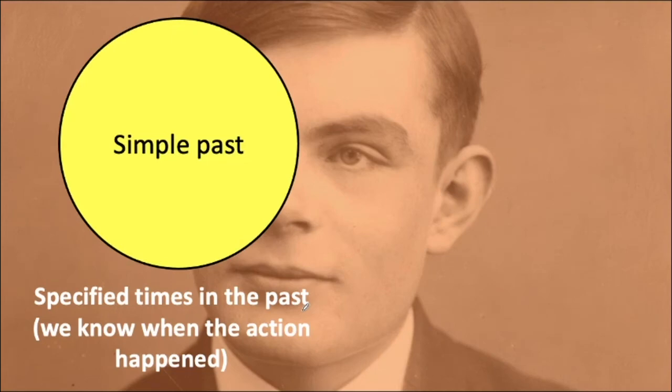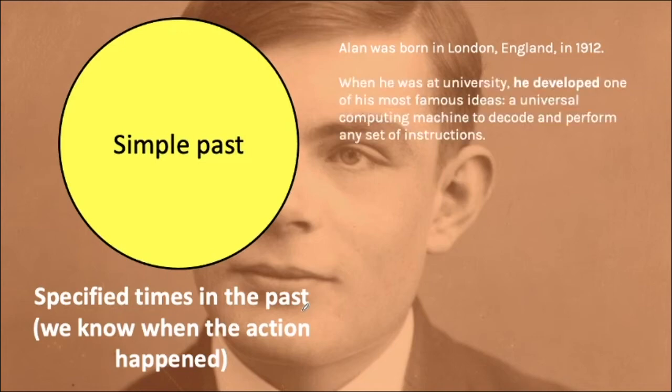Now, let's talk about the life of Alan Turing. I'm going to give you some examples of activities where we know exactly when those actions happened. For example, Alan was born in London, England in 1912. When he was at university, he developed one of his most famous ideas, a universal computing machine to decode and perform any set of instructions. And we know that's why he is recognized as the father of modern computing.